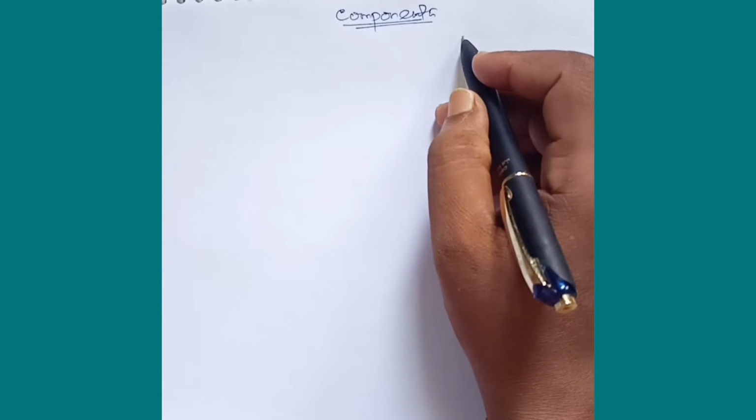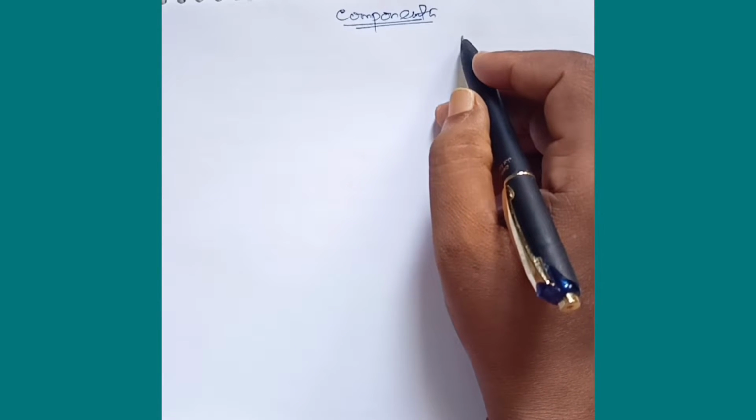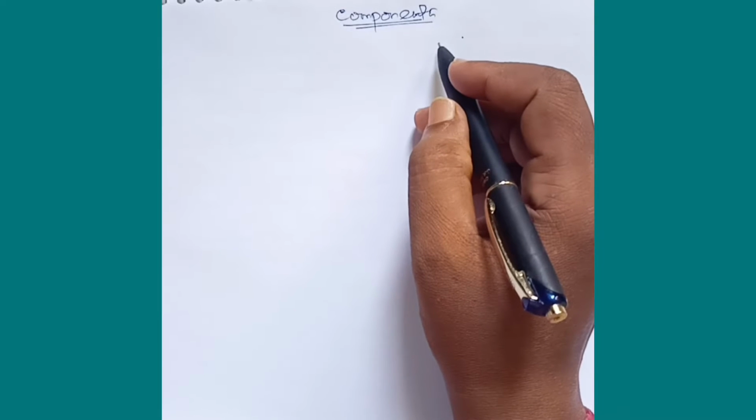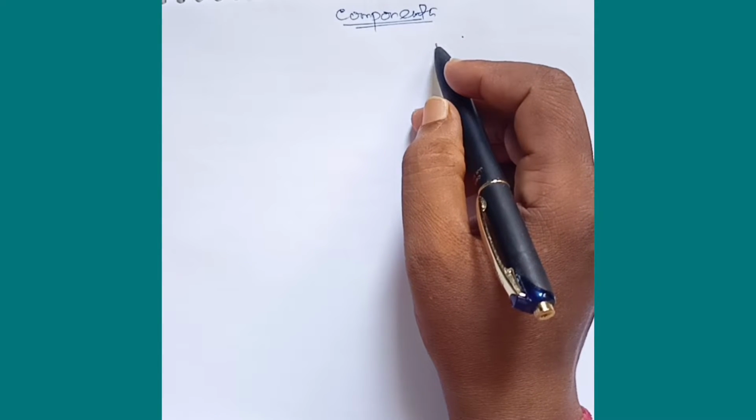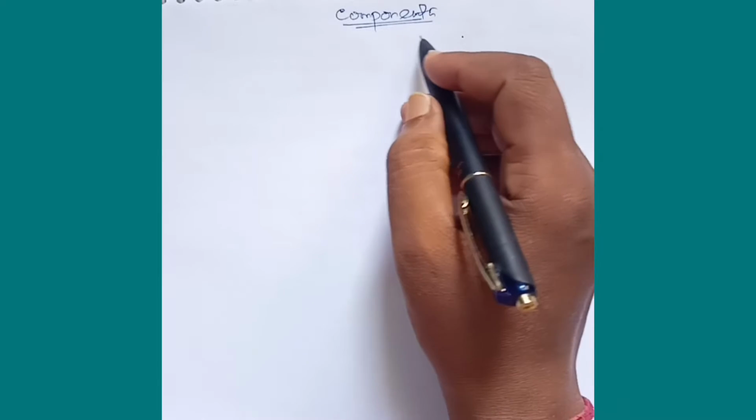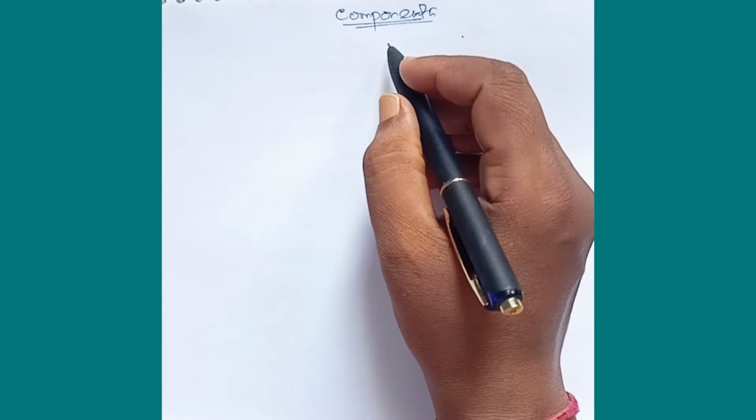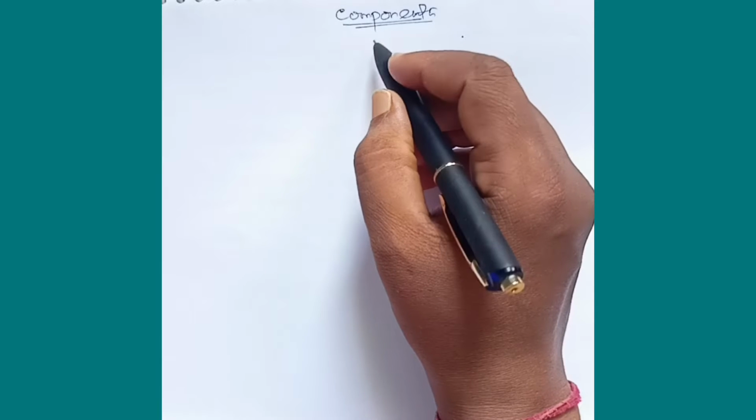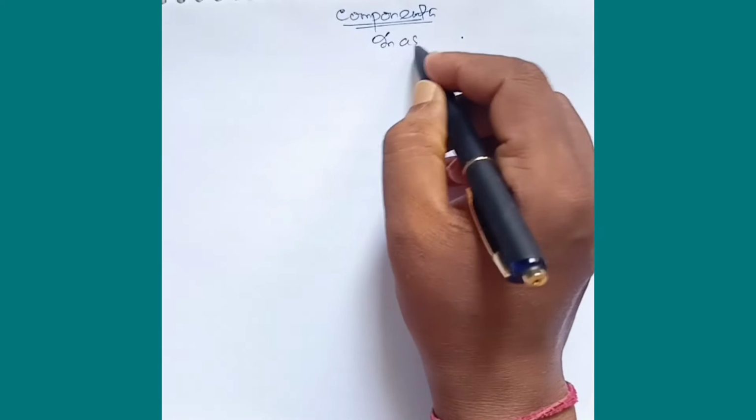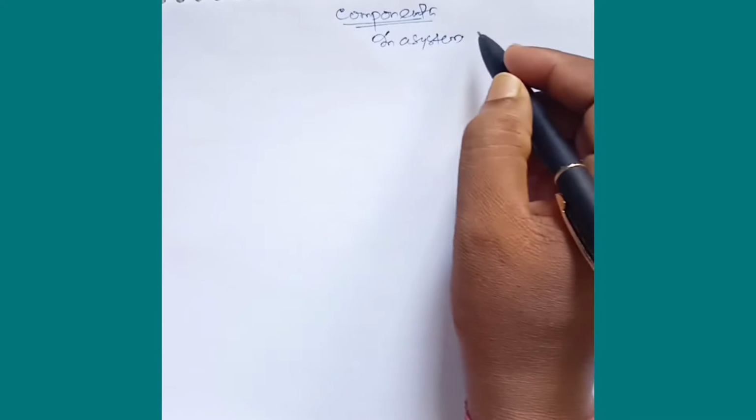So in the last class we have discussed about the components. In this class I will extend this discussion ahead. So let's consider an example. In a system, what is there?